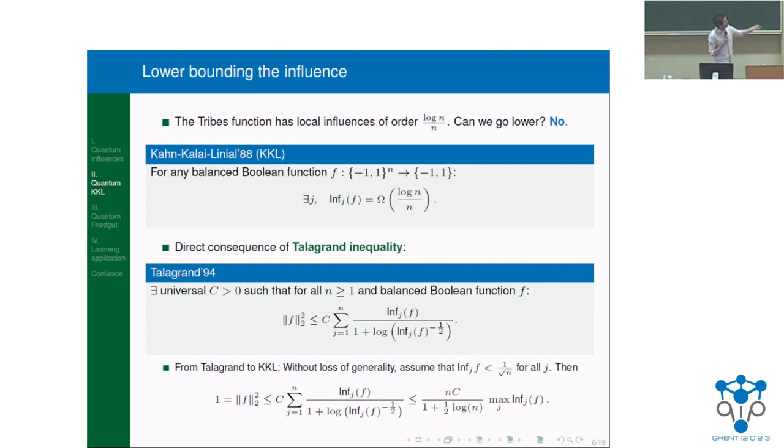The denominator, you can lower bound using this 1 over square root of n. And then this sum, you can simply upper bound by the total number of bits, so n here, times the maximum influence. And so you see directly that the prefactor that you end up with is exactly what you wanted, so n over log n. So you can just put this on the other side of the inequality, and you will have proven the KKL result from Talagrand.